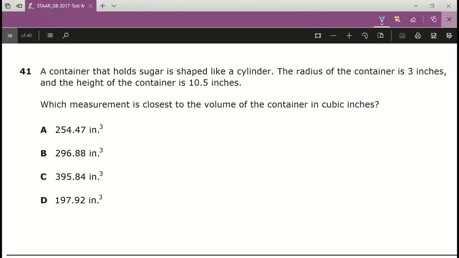Alright, so this is the last question. It is volume of a cylinder. So it gives us some measurements here. Our radius is 3 inches, and our height is 10.5. And then it asks which measurement is closest to the volume of the cylinder in cubic inches. So what we should do is write down our volume of a cylinder formula. So we look on our STAAR reference sheet, and we have volume of cylinder is V equals big B times H.